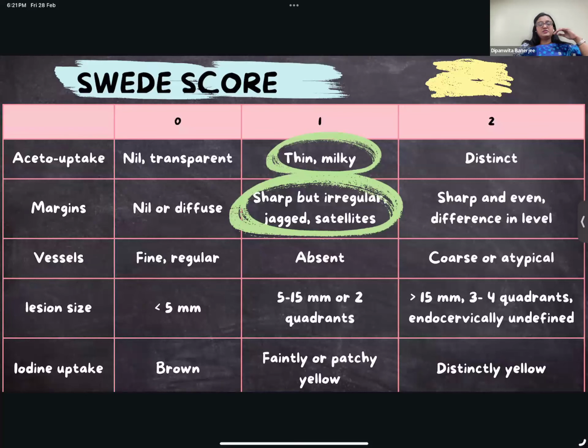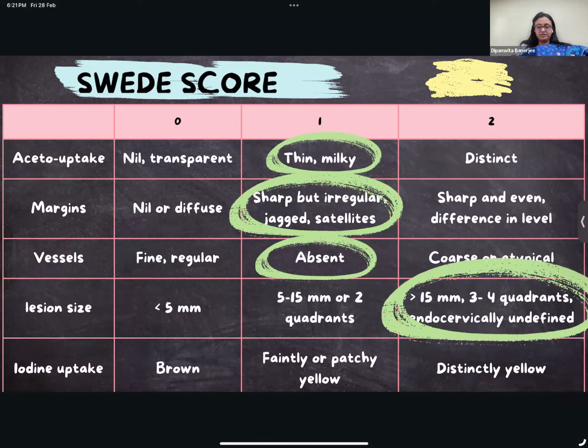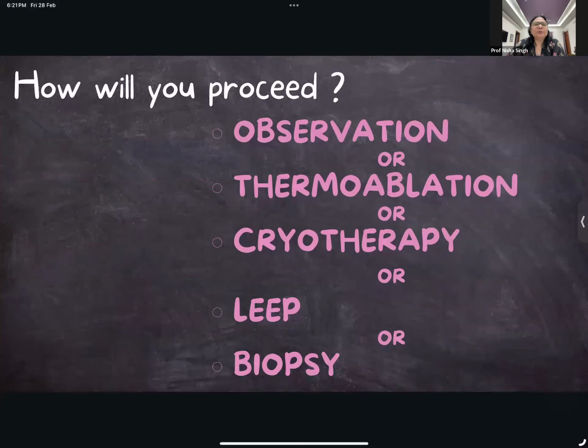These are the findings which suggest that the patient might have an HPV infection. Usually in HPV infected cervixes, the lesions have this irregular jagged margin. For vessels, there are no vessels seen, so absent. Lesion size is of course big, and it is 2, occupying 3 or 4, and the iodine uptake is 1. So it is 1, 2, 3, 4, 5, 6. Because of the size of the lesion, it has 6. True. So how will you manage this case now?